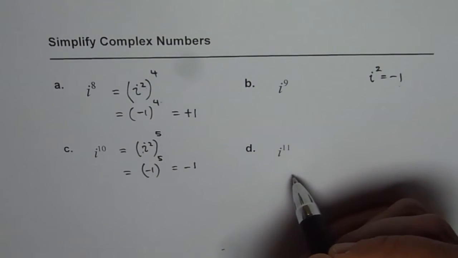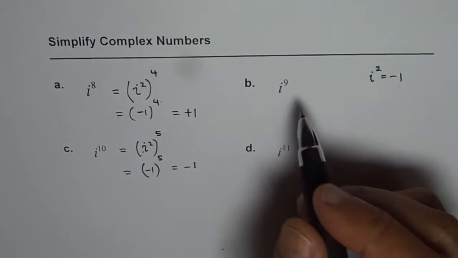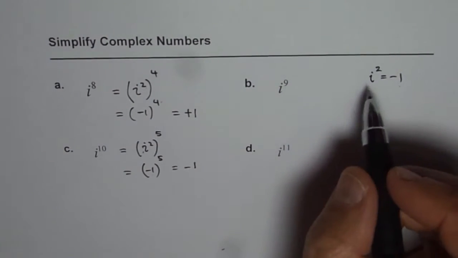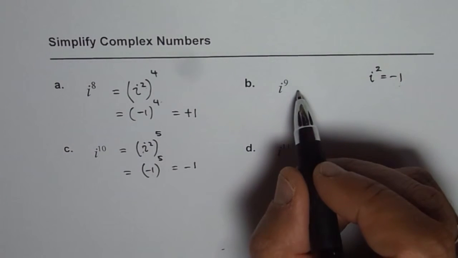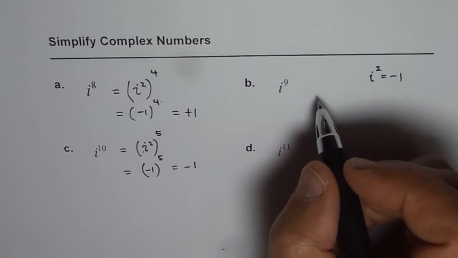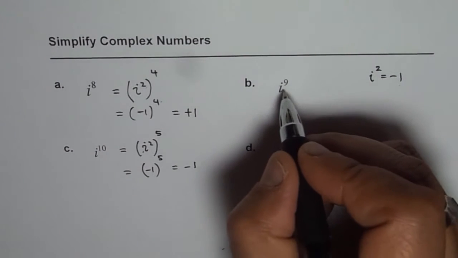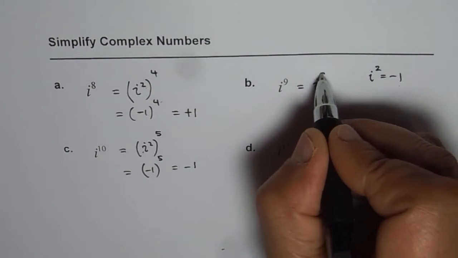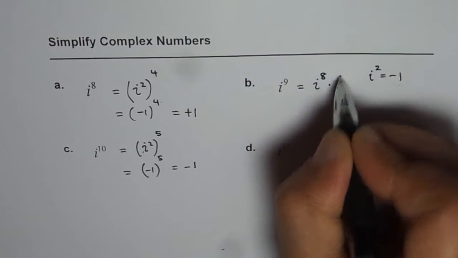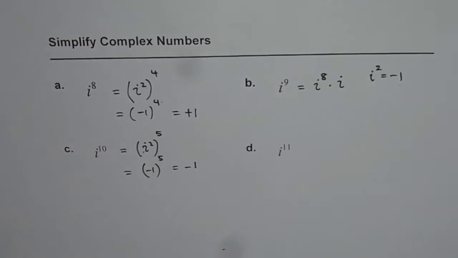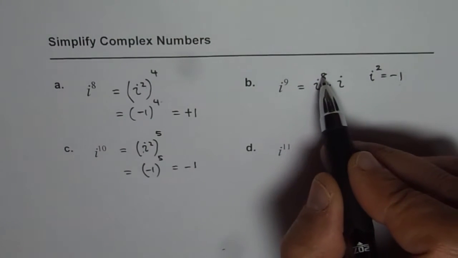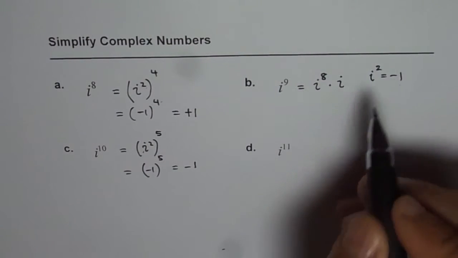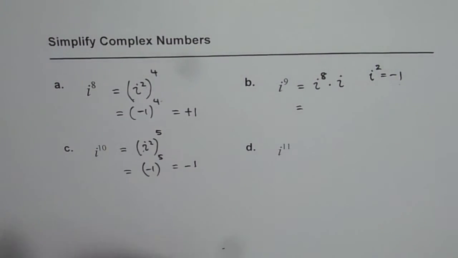Now let's get to this side, which is the odd powers. In odd powers, we will get i as our answer, but whether it is negative i or positive i, that is to be seen. So how do we do that? We know that i to the power of 9 could be written as i to the power of 8 times i. Correct? Now why did I make it 8? Because 8 is a multiple of 2 and I know what i squared is. That is why. So now, same strategy as before.